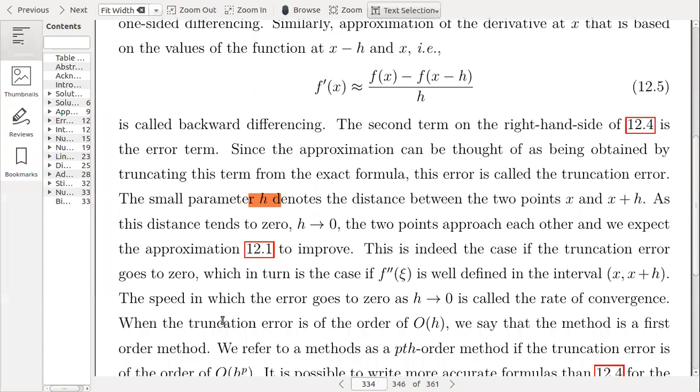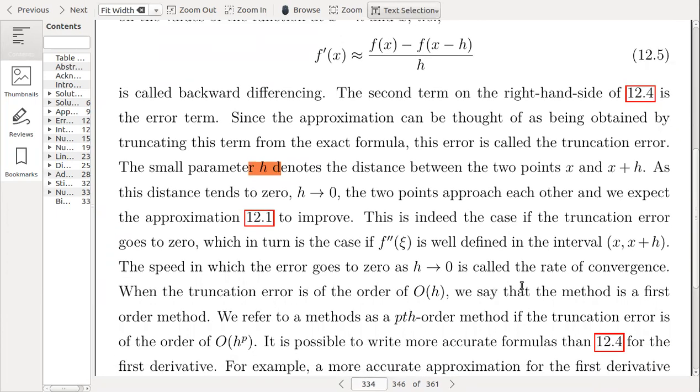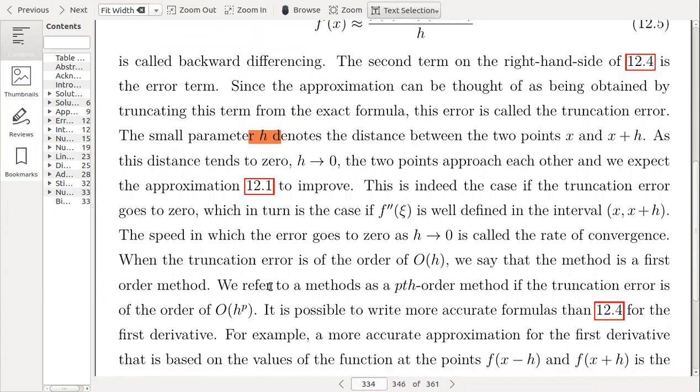The speed at which the error goes to 0 as h approaches 0 is called the rate of convergence. So what is the rate of convergence? The rate of convergence is the speed at which the error goes to 0 as h approaches 0. If we reduce the error, it depends on the speed of reduction of error when h approaches 0. This is called the rate of convergence.